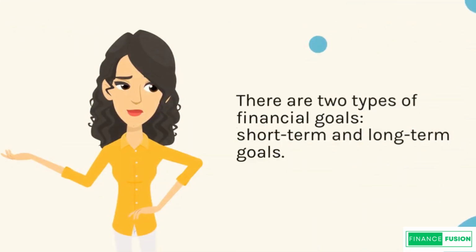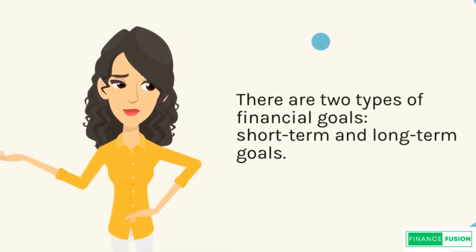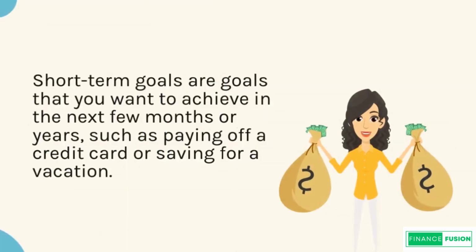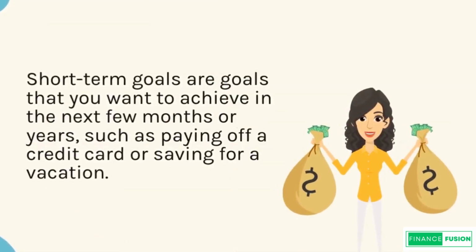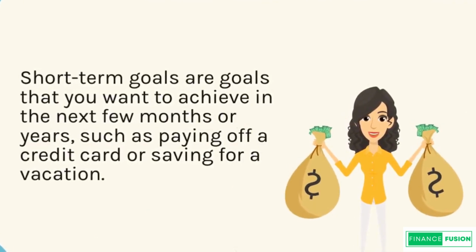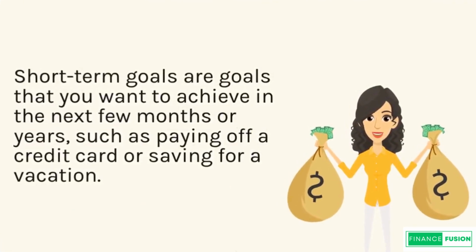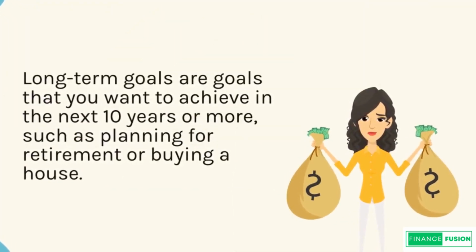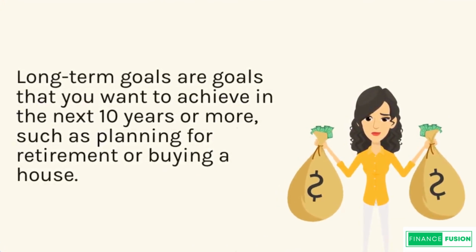There are two types of financial goals: short-term and long-term goals. Short-term goals are goals that you want to achieve in the next few months or years, such as paying off a credit card or saving for a vacation. Long-term goals are goals that you want to achieve in the next 10 years or more, such as planning for retirement or buying a house.